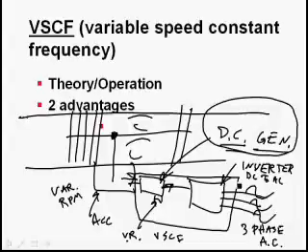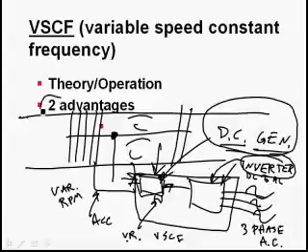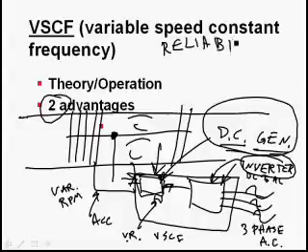The good side is here, look, we have one moving part, the DC generator. This inverter right here is solid state. That is, it's got integrated circuits. That is, it doesn't have any moving parts. So one of the two advantages is reliability, because it has less moving parts.